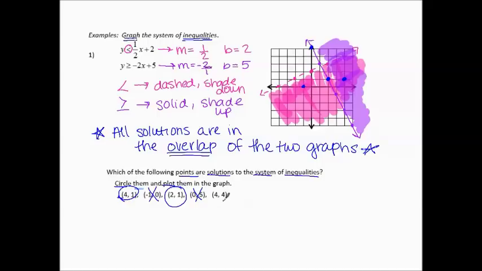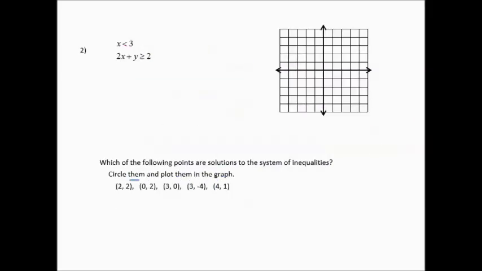And lastly, the point (4, 4). I go over 1, 2, 3, 4, and up 1, 2, 3, 4. And I notice that I'm in the shaded region of the purple, and I'm on the pink line, but notice that it's a dashed line, so (4, 4) is not going to be a solution to this inequality. Let's take a look at another example.